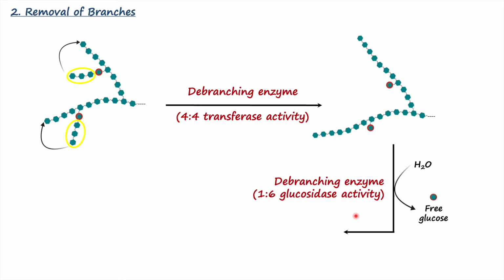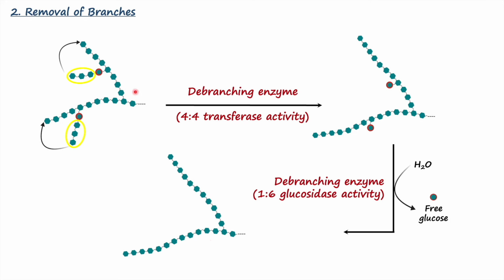So basically debranching enzyme, as I mentioned, is a bifunctional enzyme, and now you know why it is bifunctional, because it has two different types of activity. It has transferase activity and it has glucosidase activity. And here you can see that the single glucose residues are hydrolyzed and released as free glucose, and this is the resulting structure.